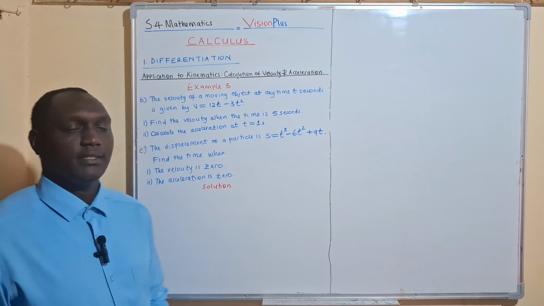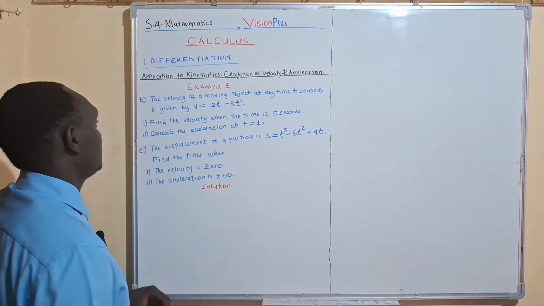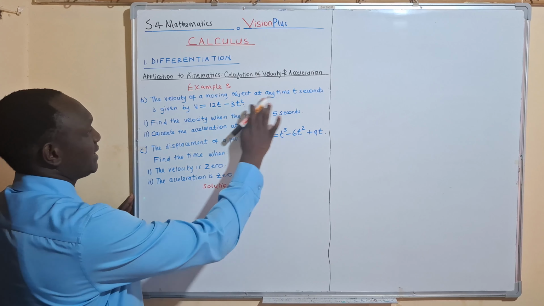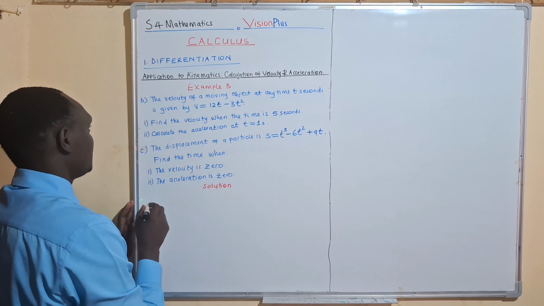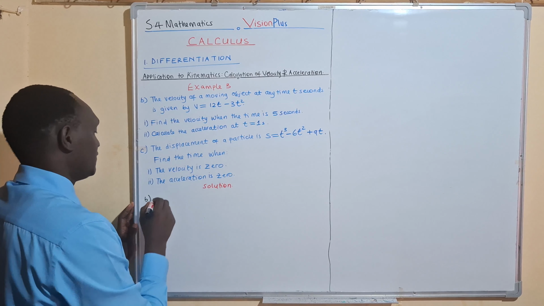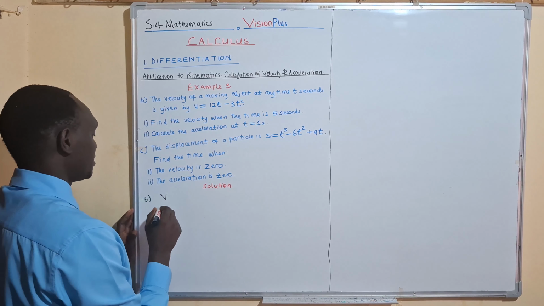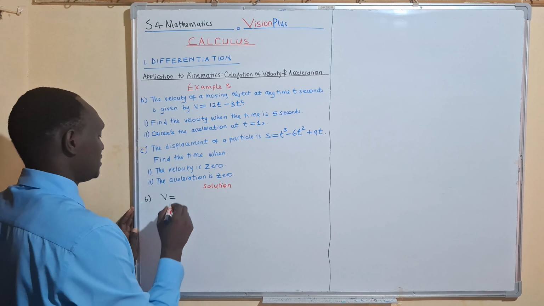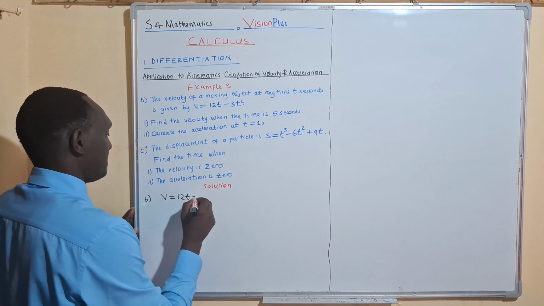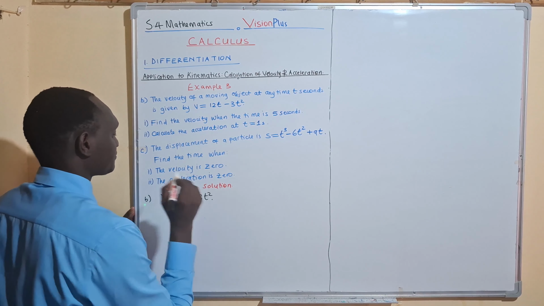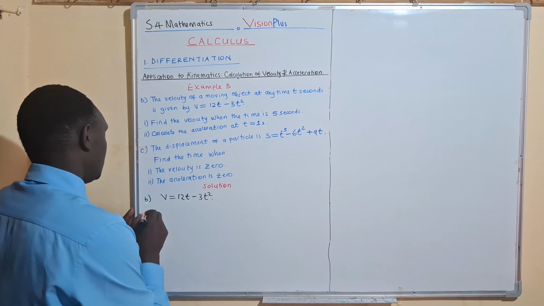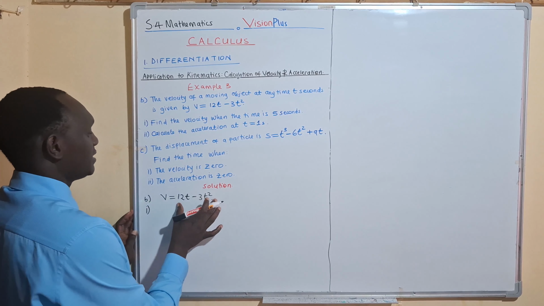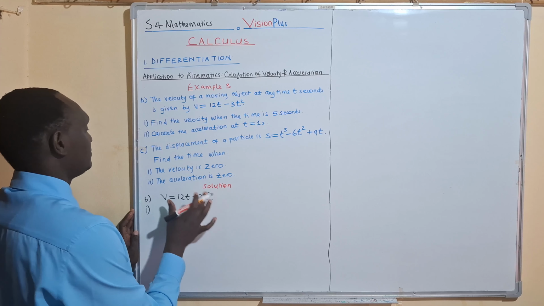We are now going to part B. Part B says the velocity of a moving object at any time t seconds is given by the velocity. We are given the expression for the velocity of a particle at any time t as 12t minus 3t squared. The question will guide us on where we shall start. This is the information provided.